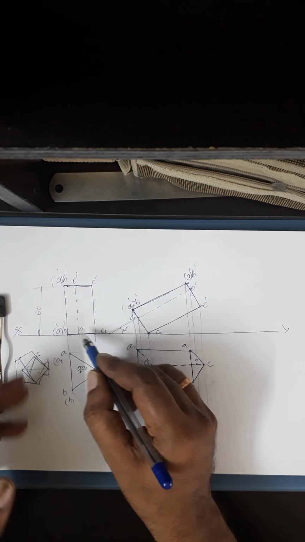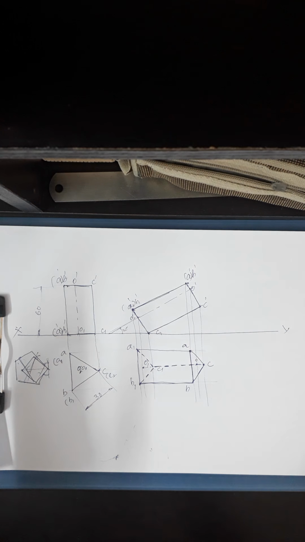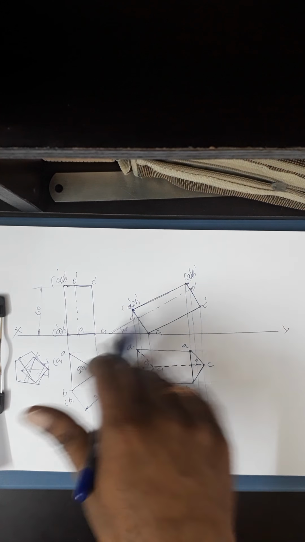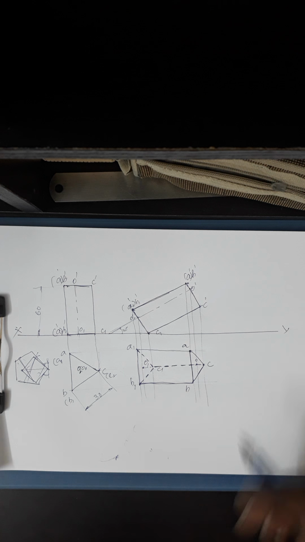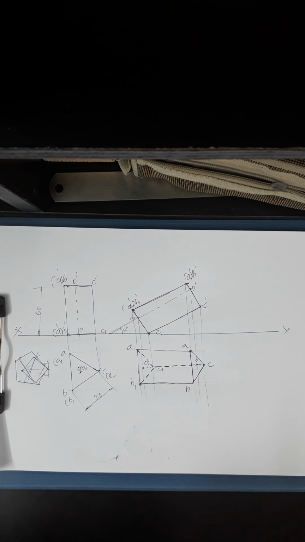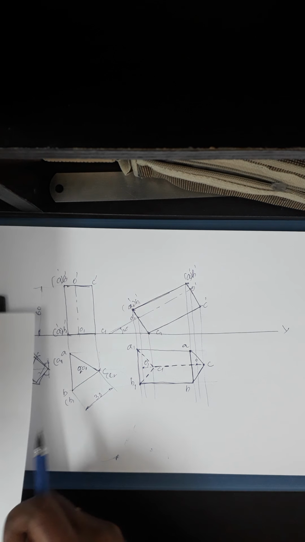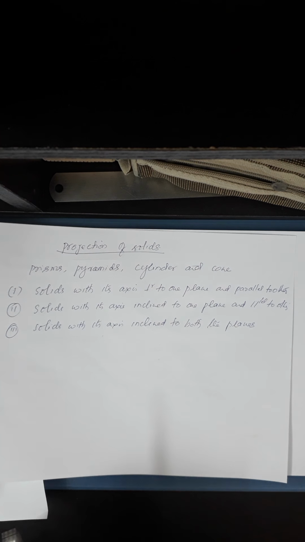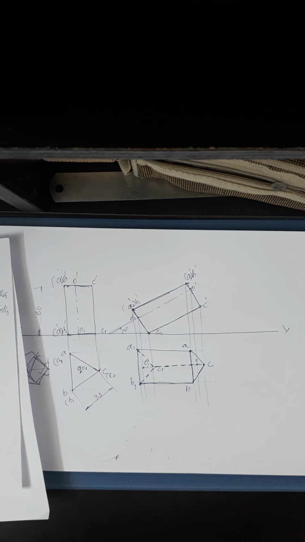So in this position I can redraw based on whatever the inclination with HP is given. So redraw that inclination. In that inclination you project, you'll get your solution, and you know how to identify visible and invisible edges. So this completes the second position, where the solids have the axis inclined to one plane and parallel to the other. The next class we will go for the solids with the axis inclined to both the planes.